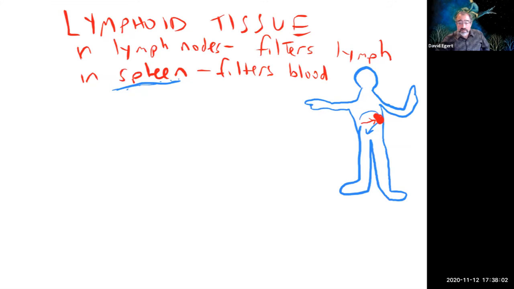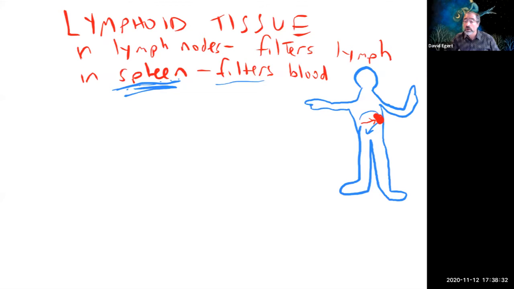Obviously, the spleen is one of these things that if you lose the spleen, you'll still be able to live a normal life, because your liver also does the same job. The liver also is a major place to filter blood and recycle worn out red blood cells and things like that. So the spleen isn't essential, but it's nice to have. It's also a place that I think stores platelets, and it also can act as a reservoir.